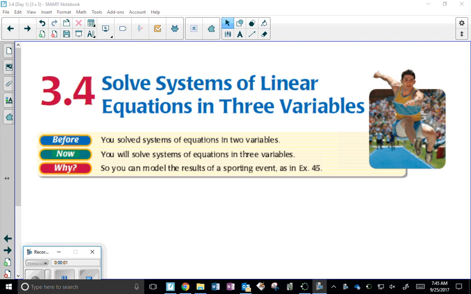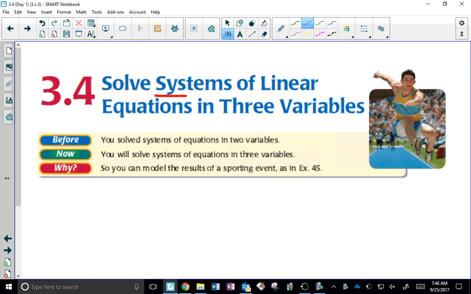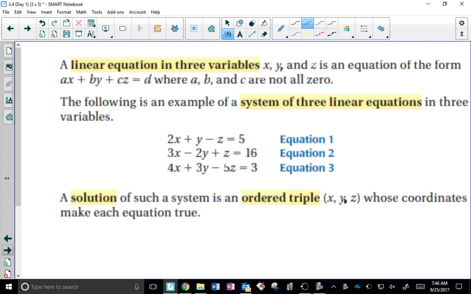So here we go. Still solving systems. We know that systems is going to be more than one equation. We're still solving linear, so they're still going to have to do with lines, but now they're going to be in 3 variables. Okay? So let's see what that looks like. Well, this is what it looks like.